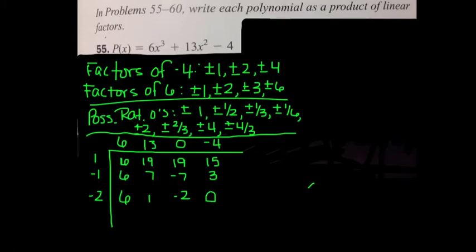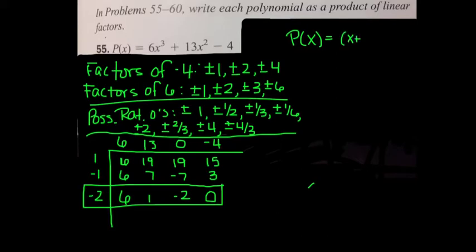So this is the possible zero that I want, which means that if I start to write my polynomial p of x as a product of linear factors, I could say that p of x is equal to, since negative 2 is a 0, x minus a negative 2, or x plus 2 is a factor, times the quotient is the other factor, so that would be times 6x squared plus x minus 2. So I'm breaking that polynomial down a bit, and I have one linear factor, but I need to keep going to get other linear factors.